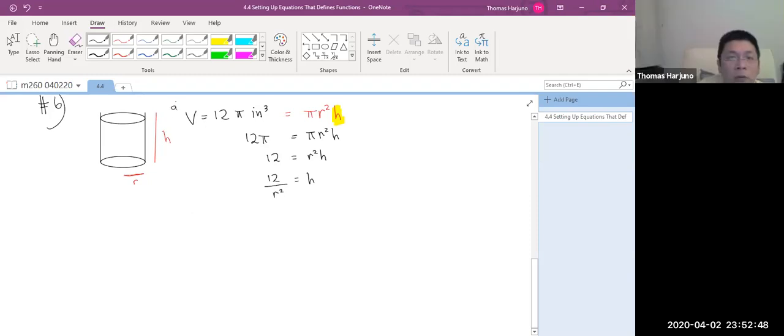Okay, now that's for part A. Now, they want us to write this height as a function of, in terms of r squared, so I need to write that as h(r). This is 12 over r squared. Now, then, in part B, express the total surface area as a function of the radius. So part B, find the surface area.